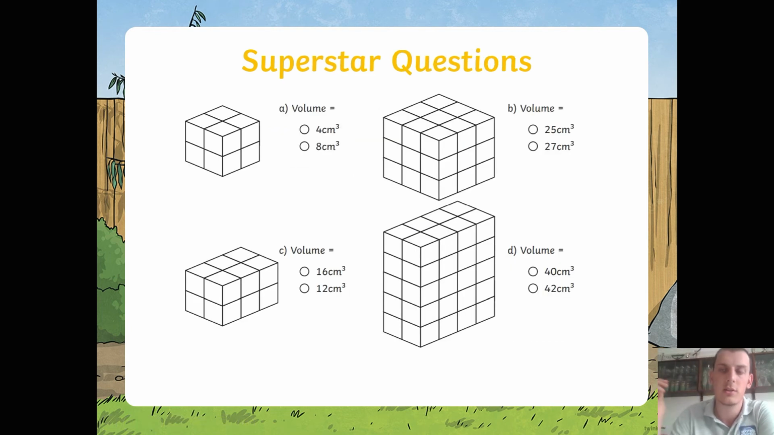Superstars, you've now got another task, okay? I want you to find the volume of these 4 shapes. Now, you've got 2 options for each one. So this one is either 4 or 8. This one is either 25 or 27. This one is either 40 or 42 centimeters cubed. And this one is either 16 or 12 centimeters cubed.